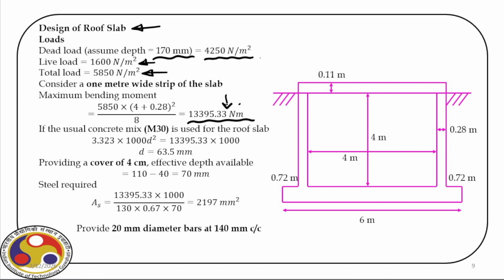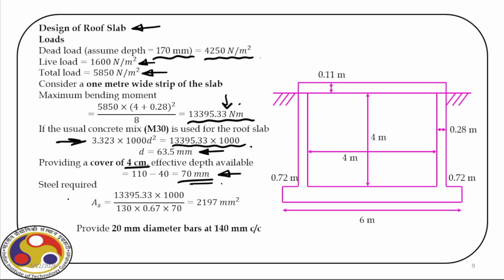Now, for this bending moment, we use our regular expression. Recall this is R or Q BD square, which is equal to the applied moment. So we can find out the depth required, which is in this case 63.5 millimeter. So again we provide 40 millimeter or 4 centimeter of cover. So the effective depth is actually 70 millimeter.